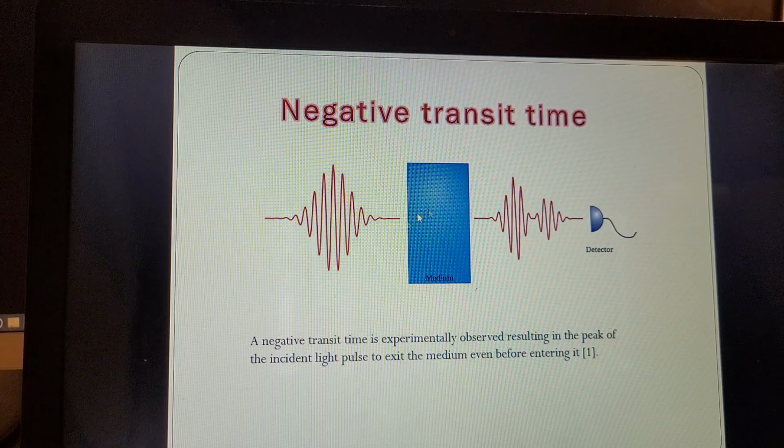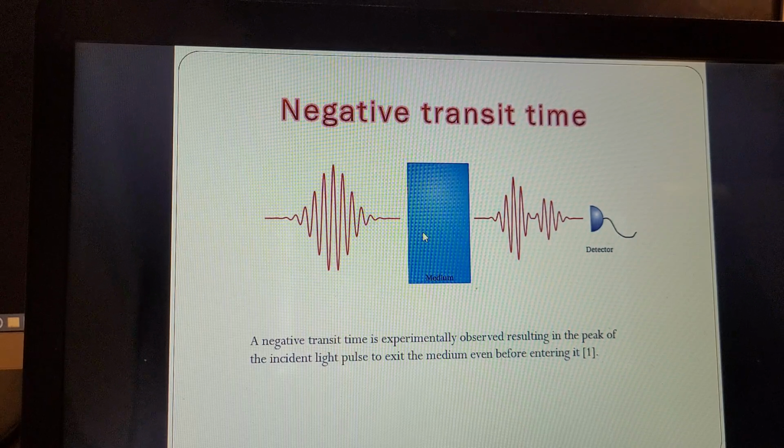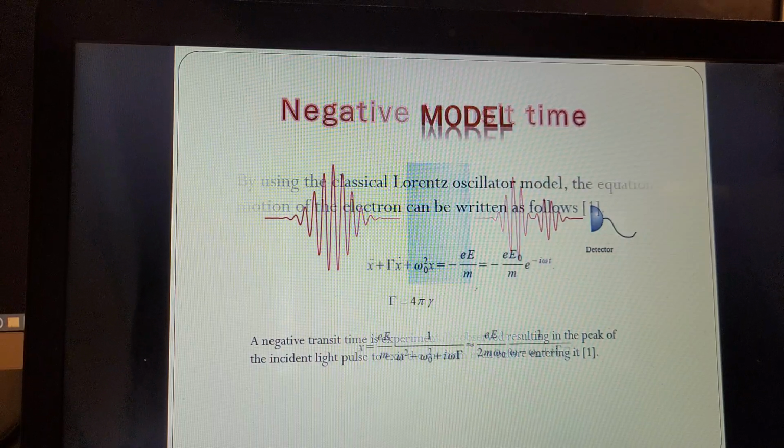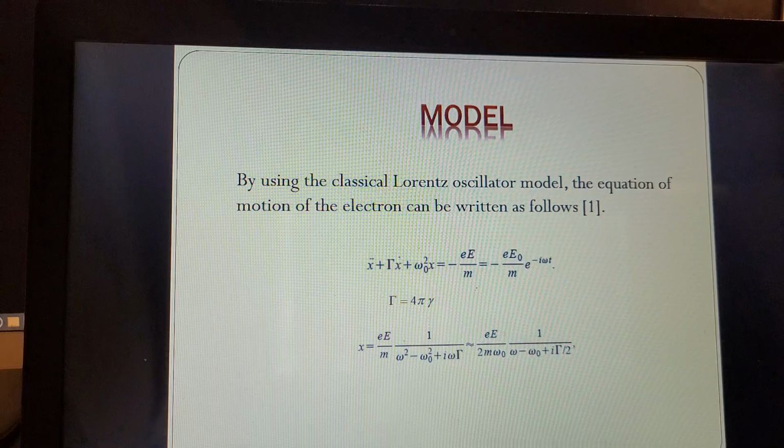So it means that superluminal propagation happened in this medium. Something is transferring faster than c. But how can we justify this phenomenon? So let's do a little bit of mathematics.